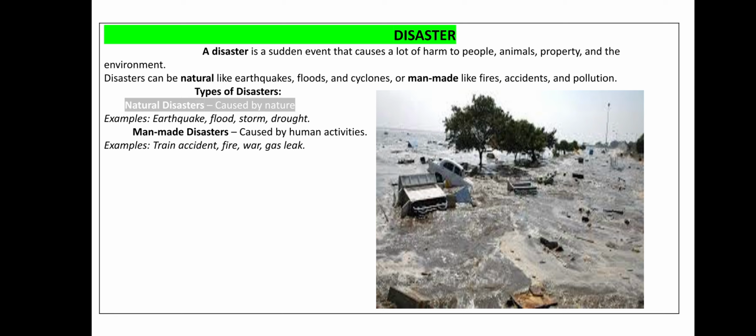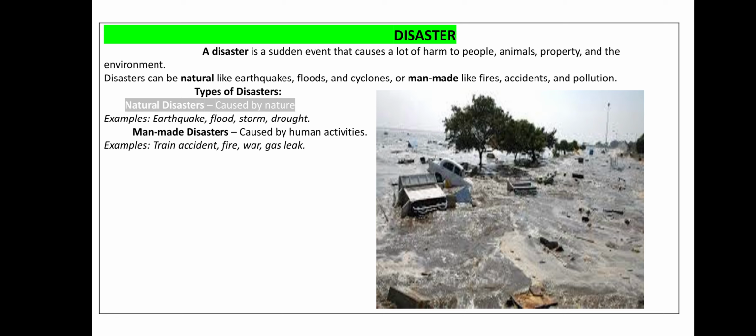Now, which kind of disaster occurs on the land part or inside the water? It occurs mainly due to tectonic activities. When the tectonic plates inside the water move away or collide with each other, this kind of disaster or tectonic activity takes place. So it leads to a disaster.